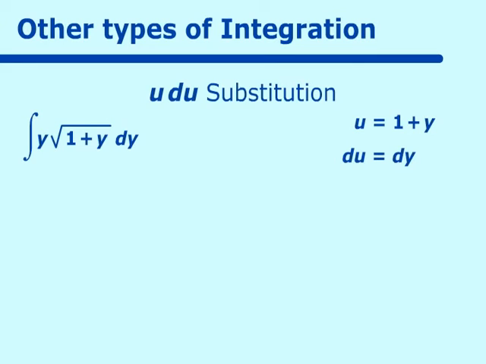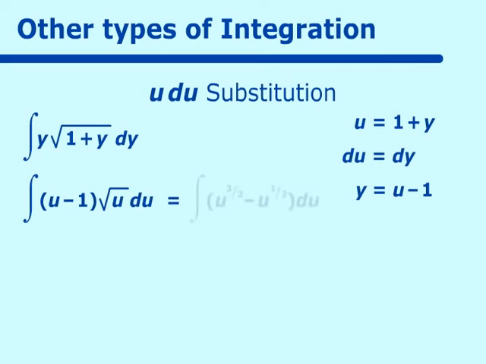We need to do one more thing, which is solve for y. So we can substitute for that y there. So y becomes u minus 1. Now, making these substitutions, we get u minus 1 times the square root of u, and since du and dy are the same, du. Multiply out, and we get u to the 1/2 times u is equal to u to the 3/2 minus u to the 1/2 du.